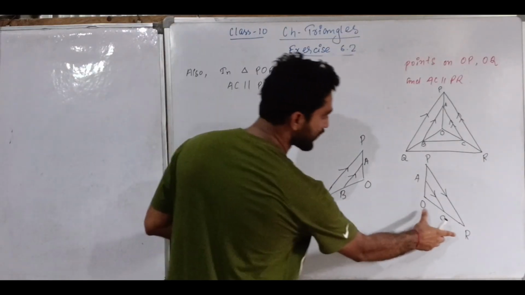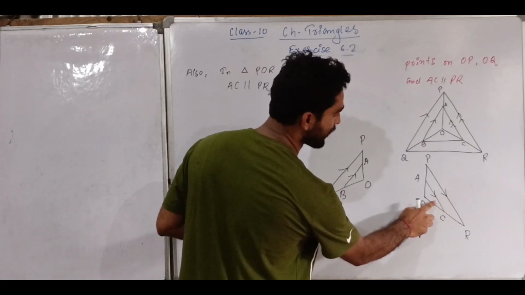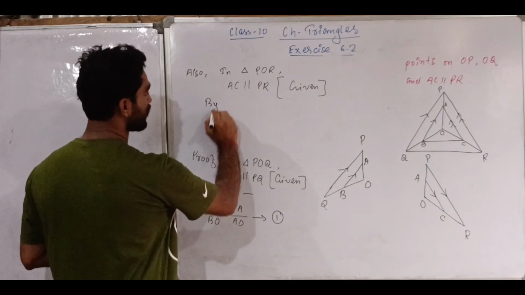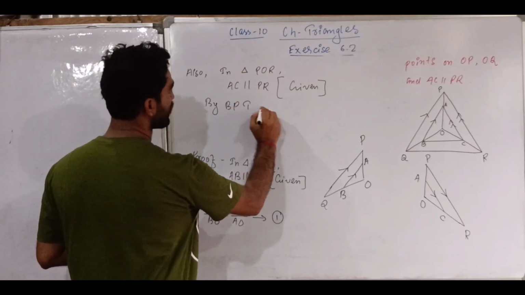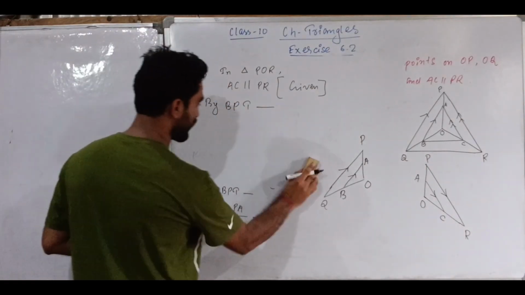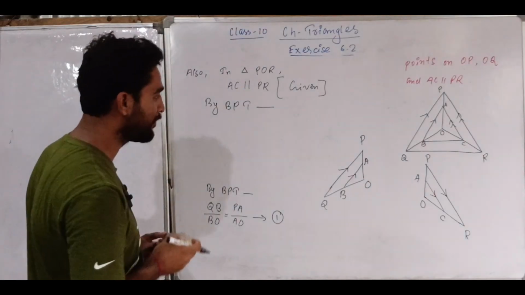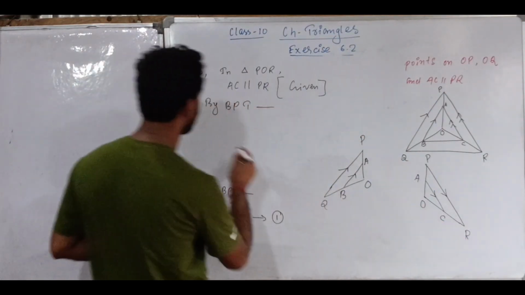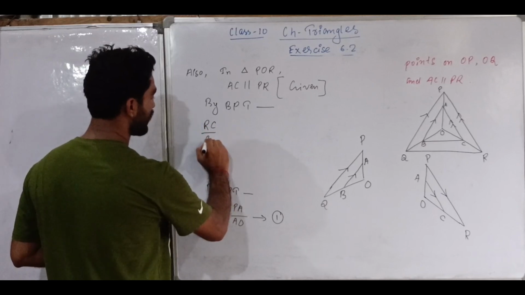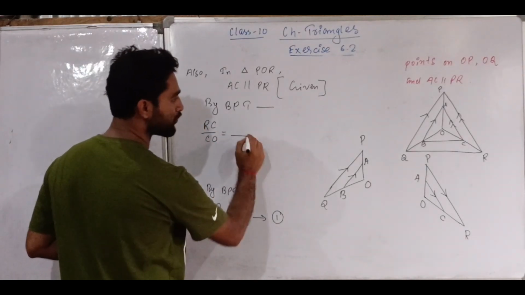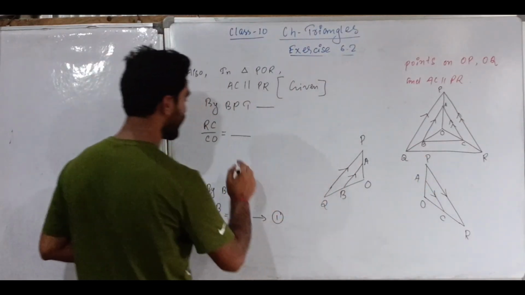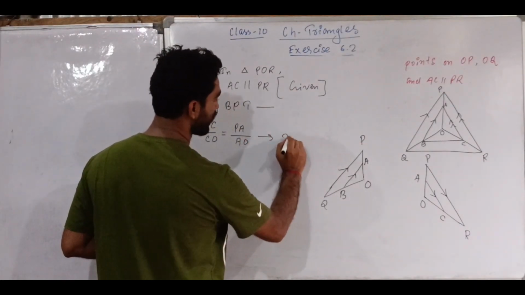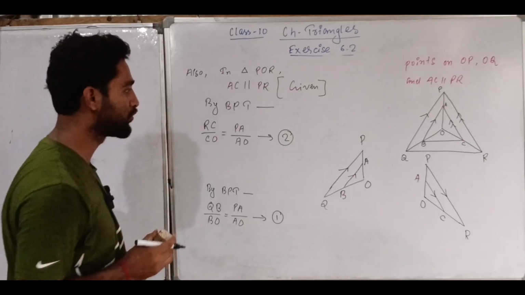So again one triangle is there, two parallel lines are there. This parallel line will divide these two sides in the same ratio. So by the basic proportionality theorem, what can we say? We can say that RC divided by CO is equal to PA divided by AO. This one we can write as equation number 2.